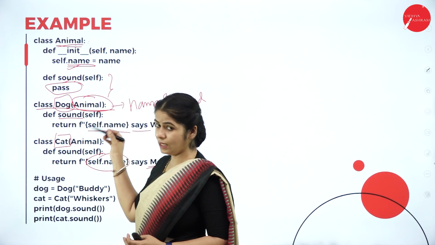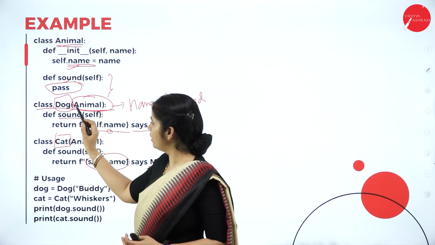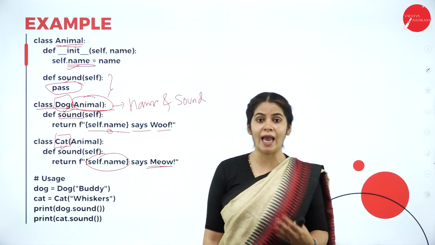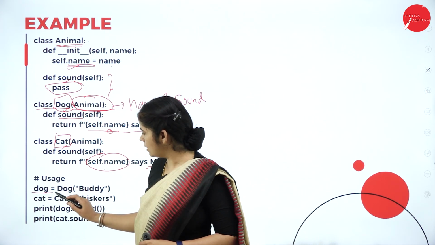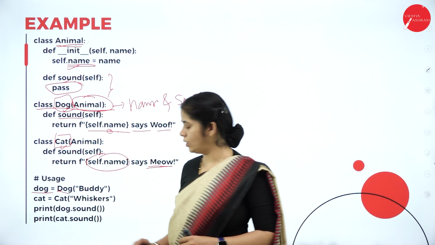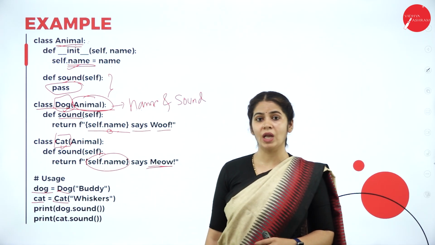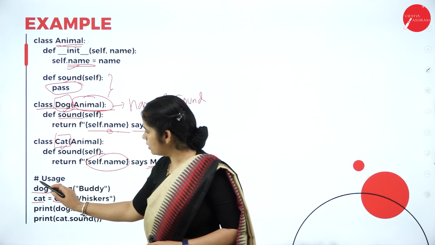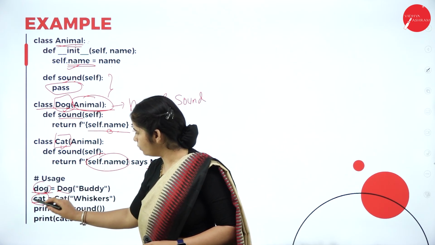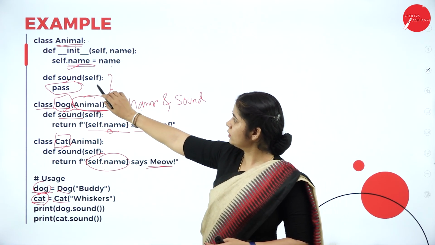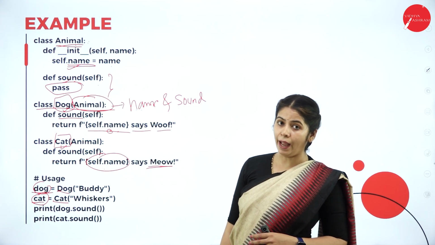So for accessing this, we have to create the object of the dog separately and the object of the cat separately. See here, dog is an object that belongs to the class Dog and cat is an object that belongs to the class Cat. Using this dog and cat, what we have to do? We have to print the methods or the attributes.